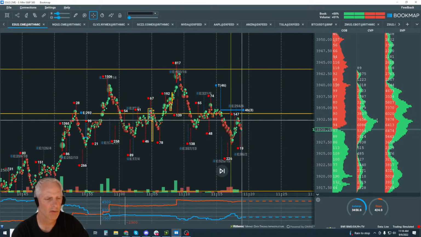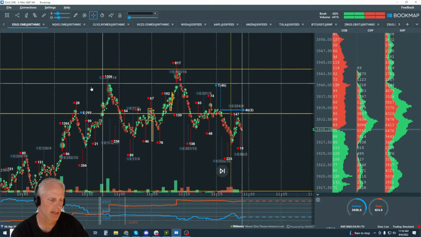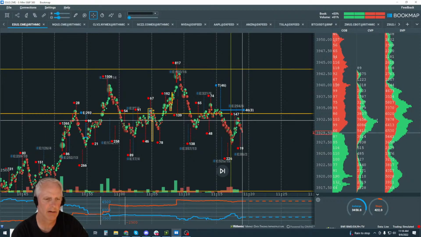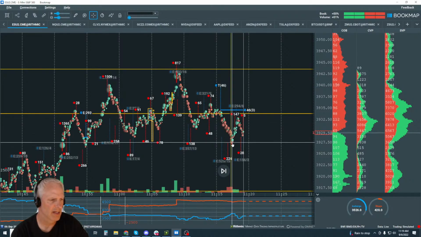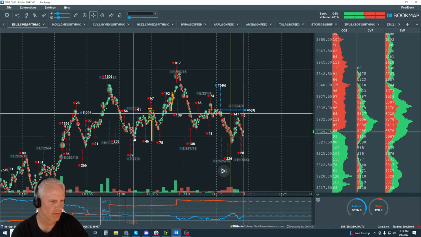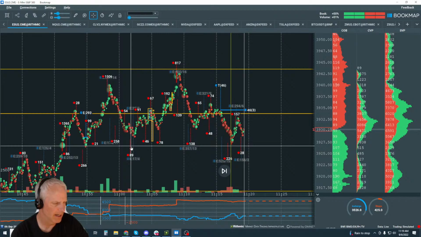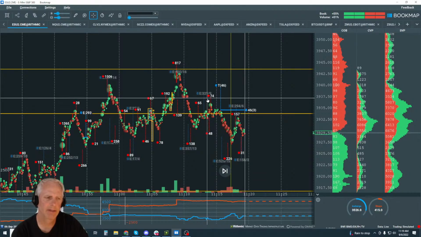Point of control of this area in here, or most traded level, would be here, around 32, 31 and a half. And then look at the swings down here. We have a swing here, which is at 28, and then we have another swing down here, which is at 26 and a half or so. We've come down there and we've bounced.